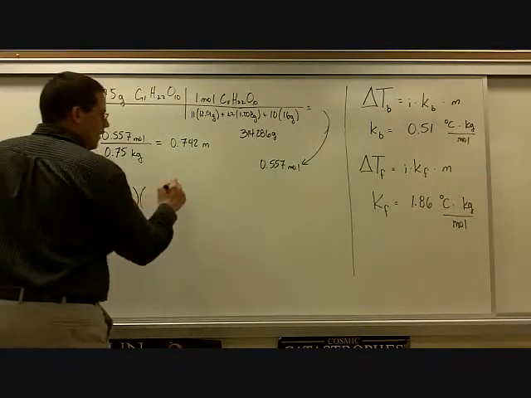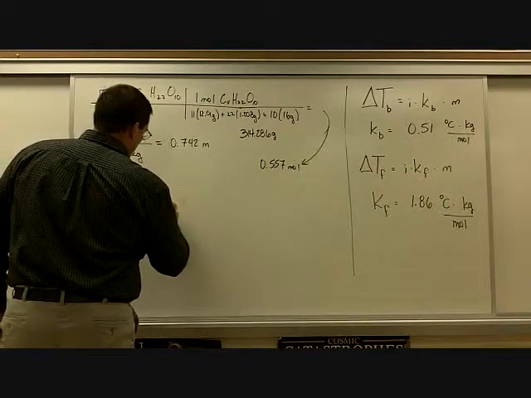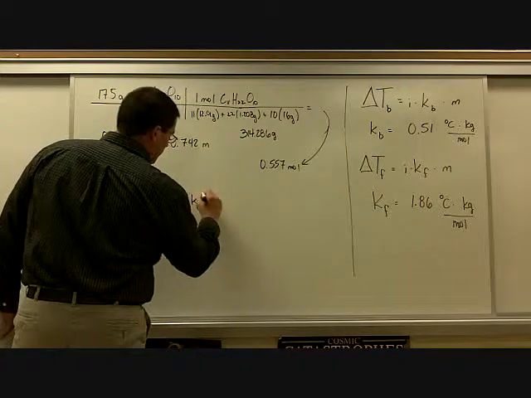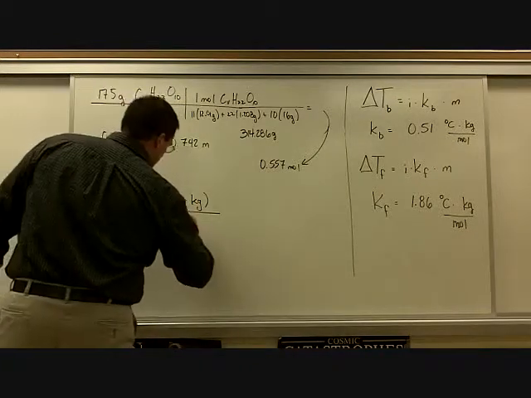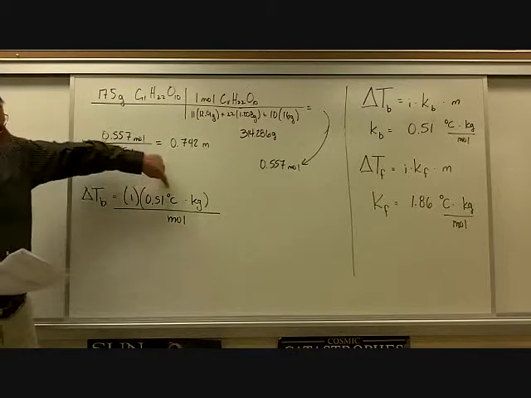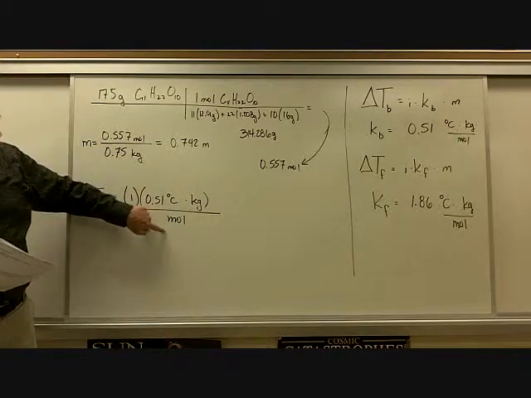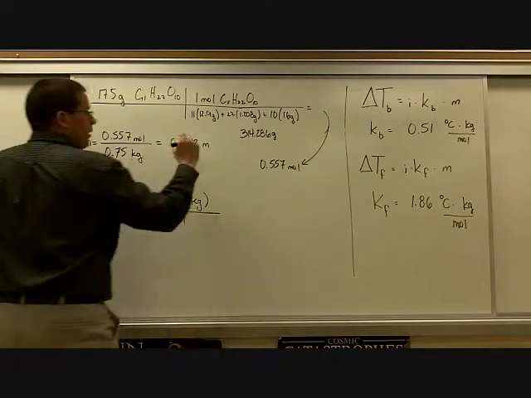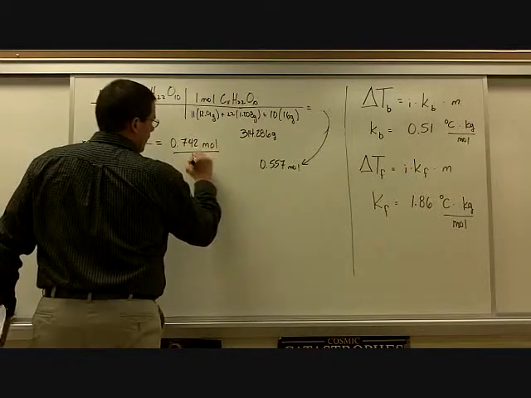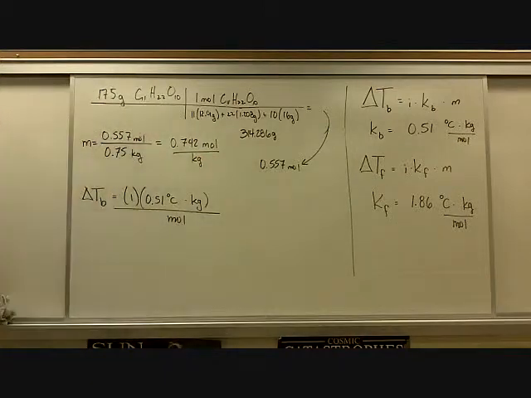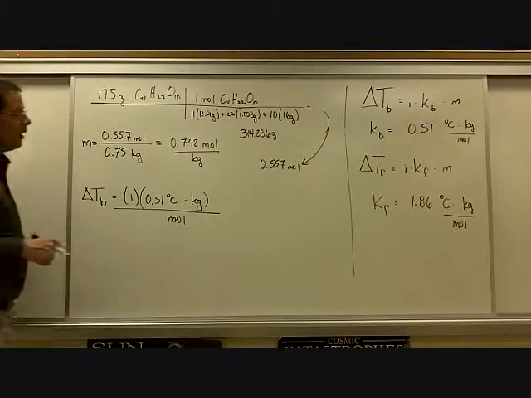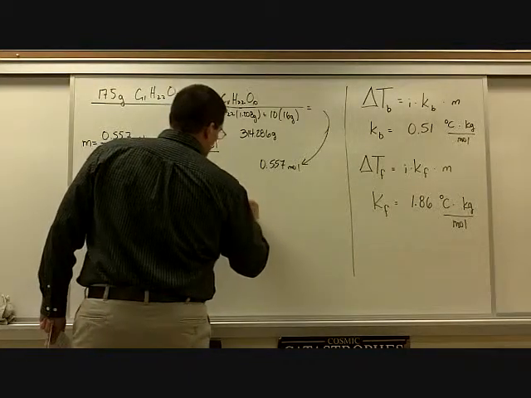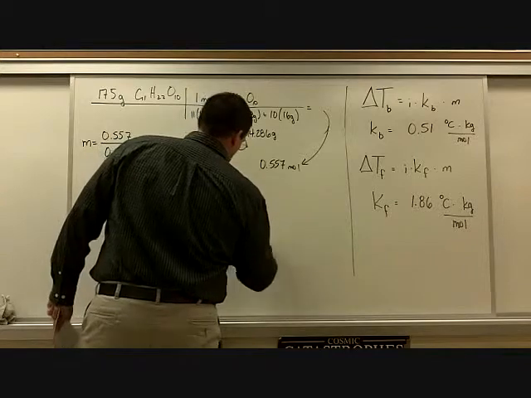All right, so our van 't Hoff constant is 0.51, and you'll notice that the units for this are kind of strange. It's degrees Celsius times kilogram divided by mole, which is the inverse of our molality. I would recommend that while you're working these out, just leave it like this. Instead of writing little m, just write it out as molality. So our molality here is 0.742, which you just calculated, divided by kilogram.